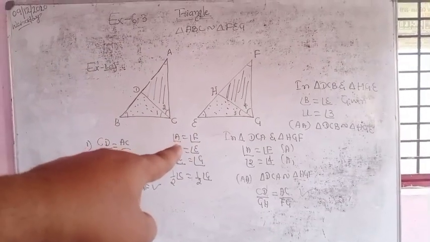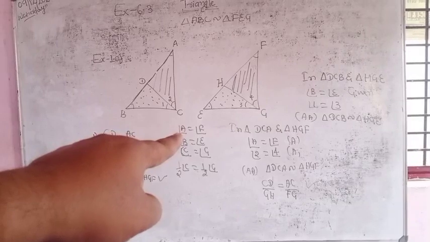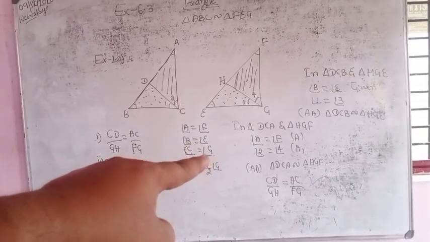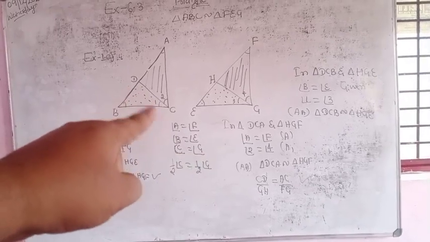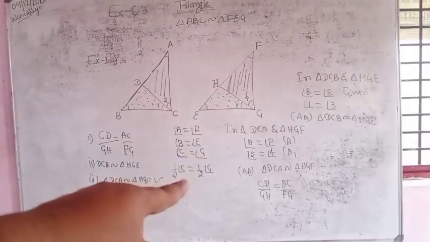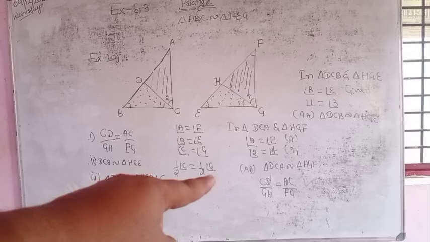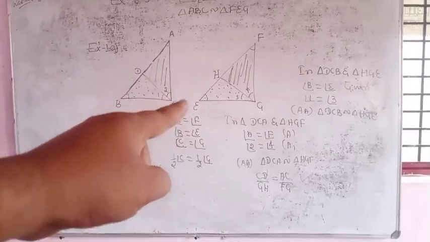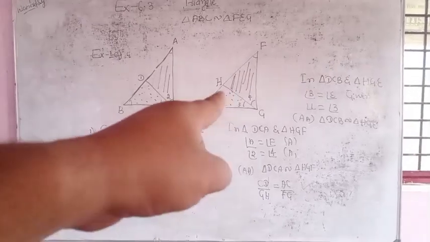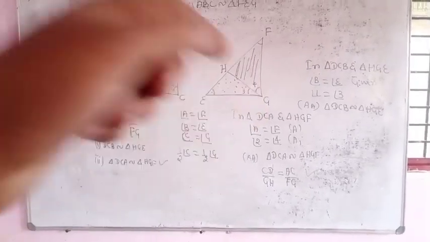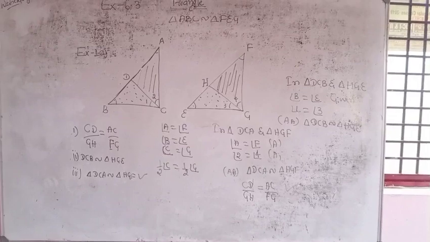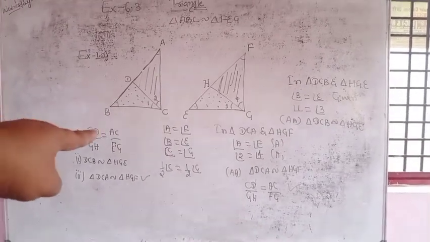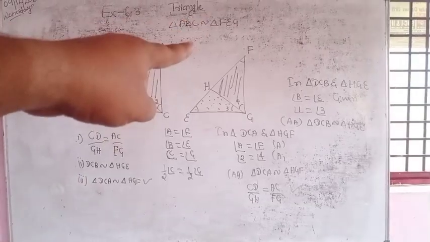According to the statement, we wrote angle A equals angle F, angle B equals angle E, angle C equals angle G. Also, by the bisectors CD and HG, we can write half of angle C equals half of angle G. Why? CD acts like a bisector of angle C, and HG acts like a bisector of angle G. And we'll prove the remaining three by the statement of this one.